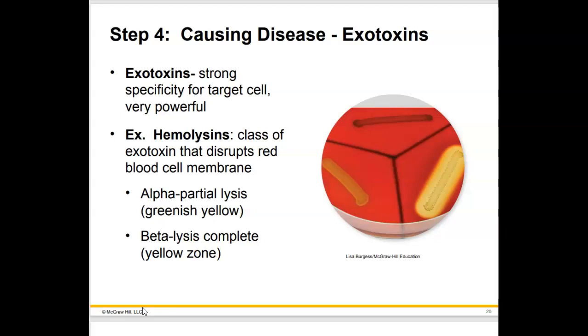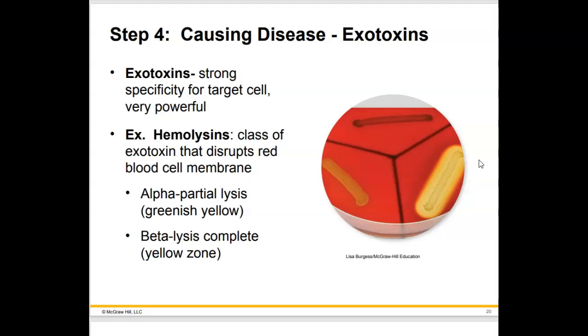And so the pathogens that make hemolysins basically lyse the red blood cells in the media, and that tends to generate kind of a yellow zone around the colony. And that's what you're seeing over here, that cleared area around the colonies because they've been able to lyse the red blood cells. So bacteria that can do this are said to be hemolytic.